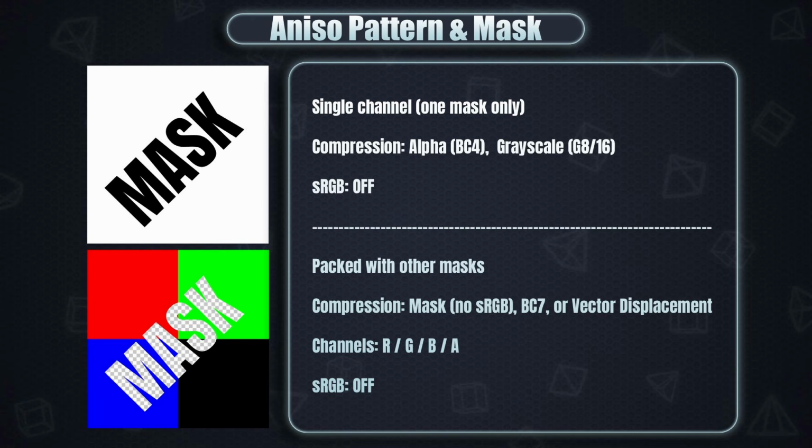If your texture only contains a single channel, use either alpha or grayscale compression. If the texture is packed with other channels like mine, import as mask no sRGB, BC7 or vector displacement map compression. In all cases, make sure that sRGB is disabled.